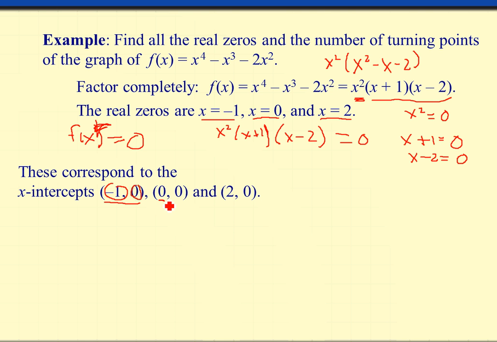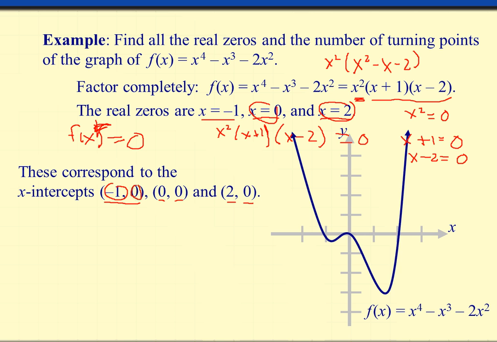Now here's the x value, that's the zero we have up here, and we know that's going to cause y to be 0 because that's what we solved. And this x value is the zero that we have here, and we know that is going to cause y to be 0. So these 3 points are the x-intercepts of the graph. This is what the graph looks like, and you can see that here is the x-intercept (-1, 0), here's the x-intercept (0, 0), and here's the x-intercept (2, 0).